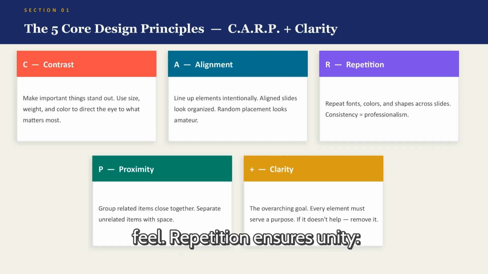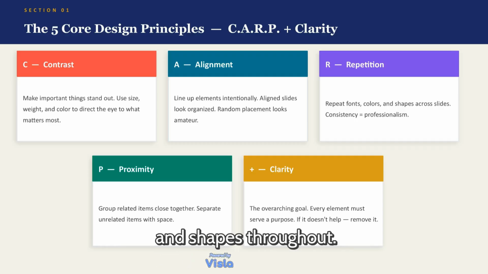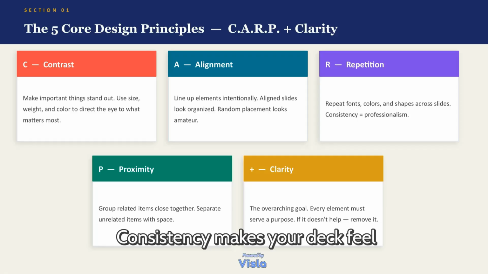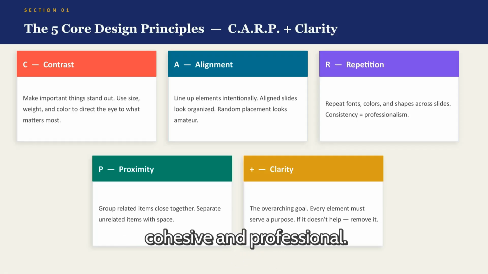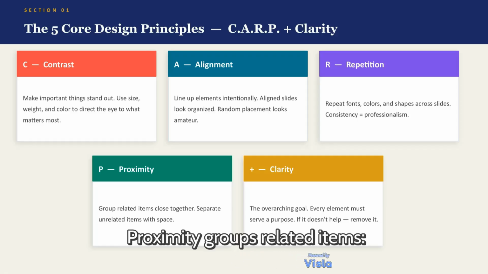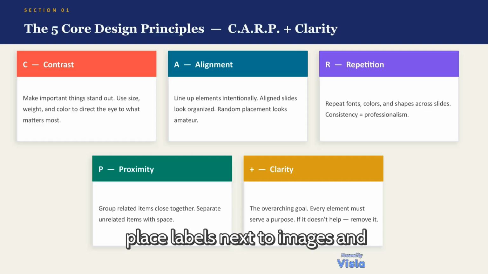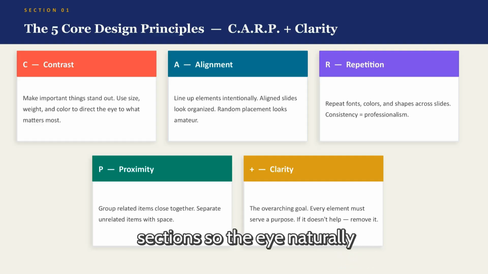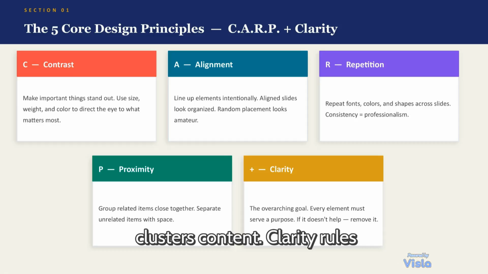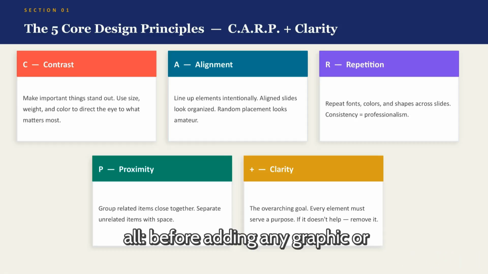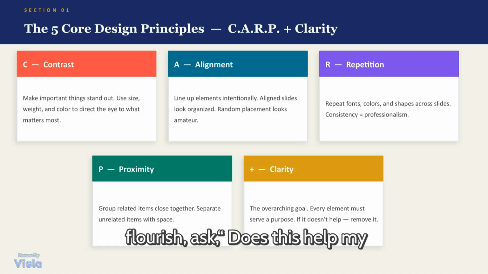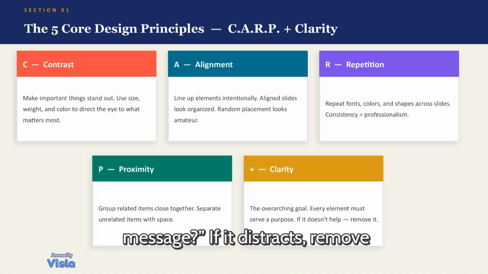Repetition ensures unity. Stick with the same fonts, colors, and shapes throughout. Consistency makes your deck feel cohesive and professional. Proximity groups related items. Place labels next to images and leave space between unrelated sections so the eye naturally clusters content. Clarity rules all. Before adding any graphic or flourish, ask, does this help my message? If it distracts, remove it.